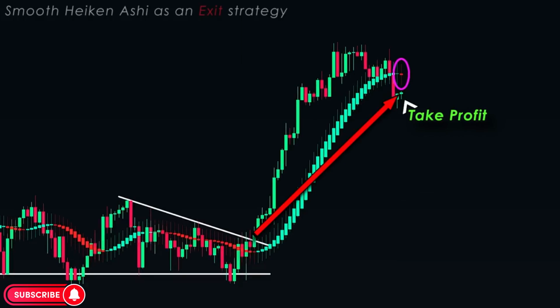So those are a couple of ways that you can implement the smooth Heikin Ashi indicator onto your trading strategy.